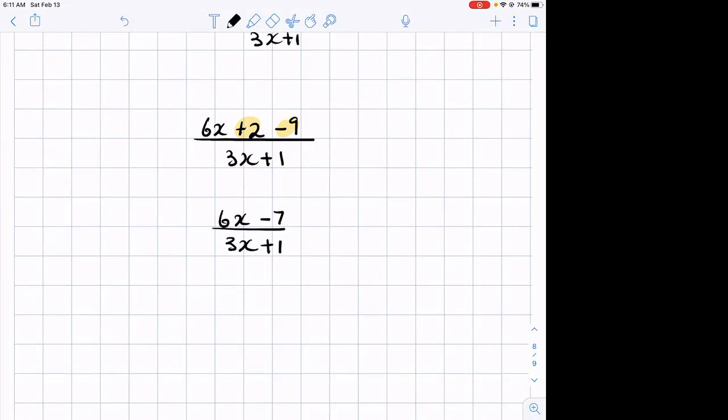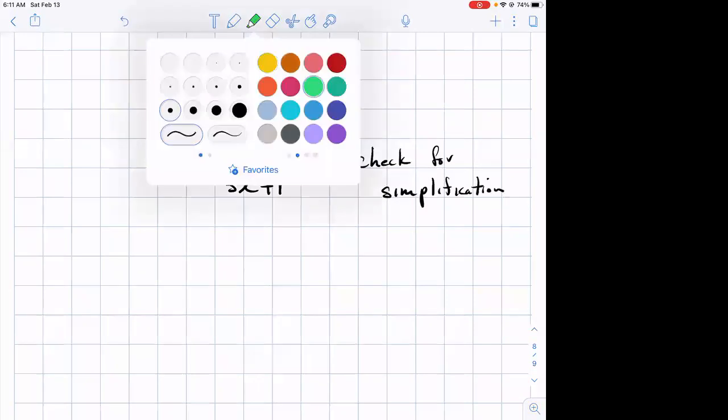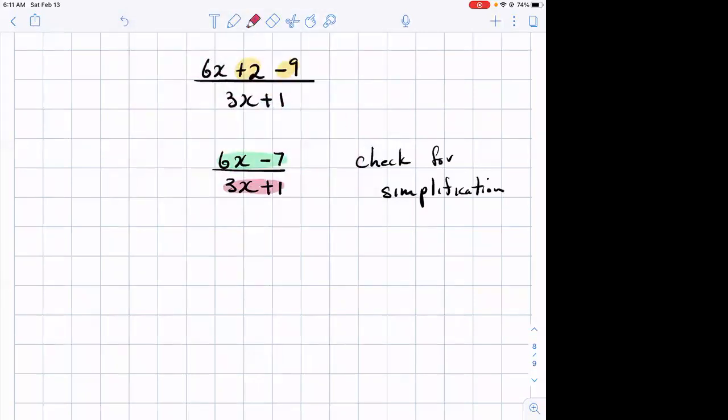And I think we're almost finished, but remember, you should always check for simplification. So this top, there is nothing to factor here. There's nothing common between the 6 and the 7. And in the bottom, there's also nothing to factor there. So our final answer is 6x minus 7 over 3x plus 1. Okay? Final result. And this is my final answer.